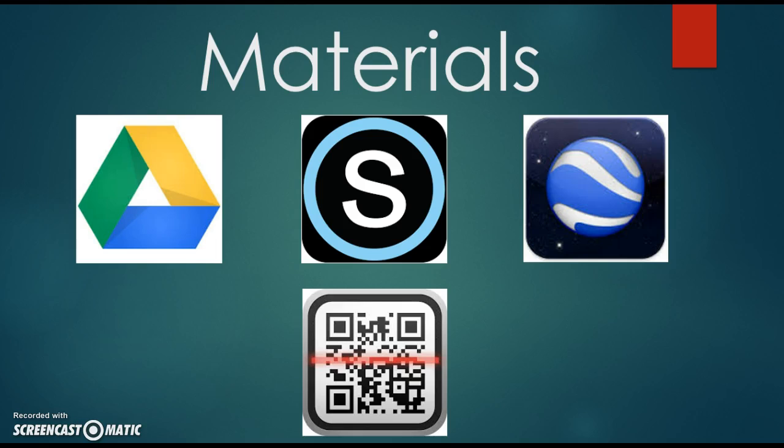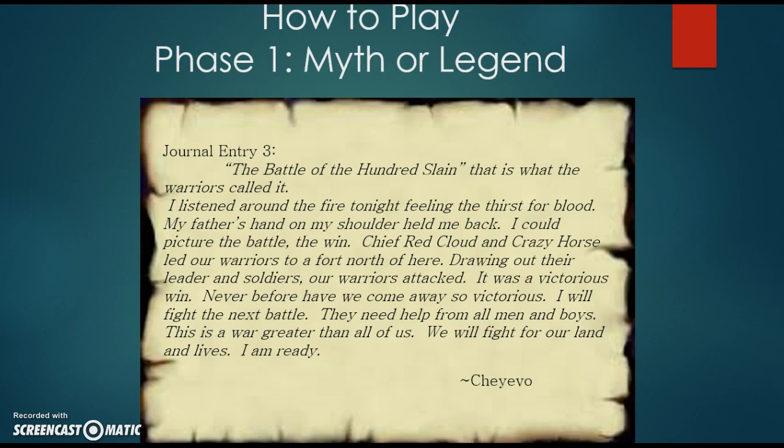They will also need to use Google Earth. Students will also need the use of a QR code reader. So there are 3 different phases. Once the groups are set, the first phase is titled Myth or Legend. They are given 5 different journal entries. They probably will not be numbered, but students have to read those journal entries, find key words to research in order to put those journals in chronological order.